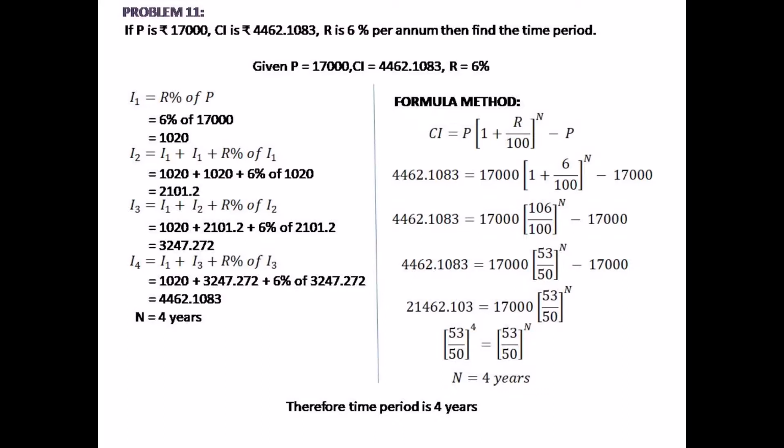By formula method, 4462.1083 equals 17,000 into 1 plus 6 by 100 on the whole power n minus 17,000. On solving we get n is 4 years. Therefore time period is 4 years.